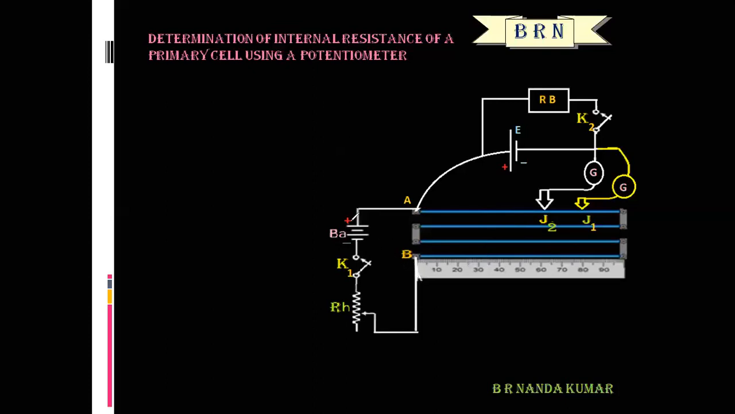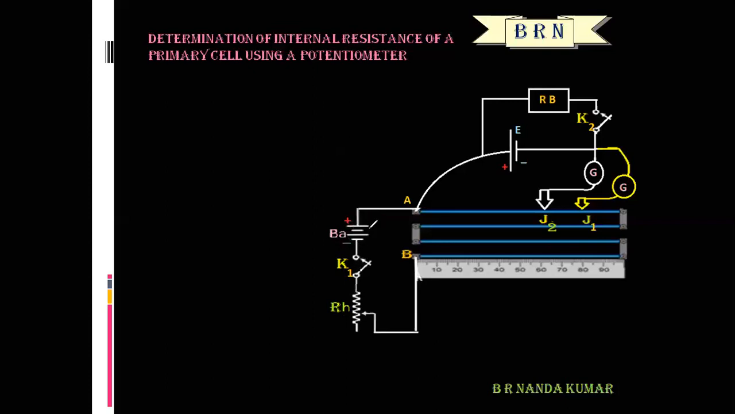After that, a cell, a plug key, and a rheostat are all connected in series, and this series combination is connected across A and B. What is the meaning of rheostat? Rheostat is a wire wound resistor. Its resistance varies from minimum to maximum. Actually, rheostat varies the current and voltage in the circuit. That is the function of rheostat. This is the plug key. It switches on or switches off the circuit, making or breaking the circuit.